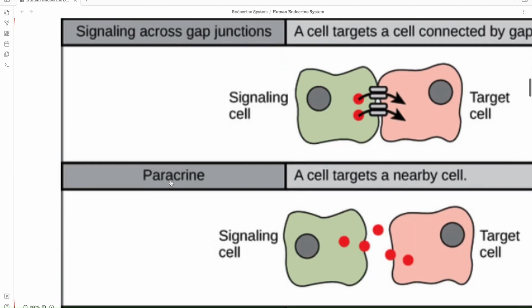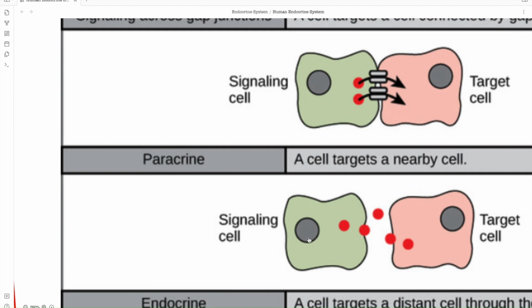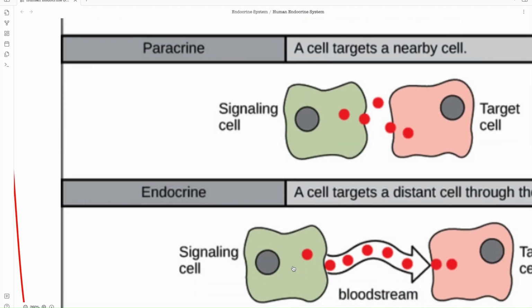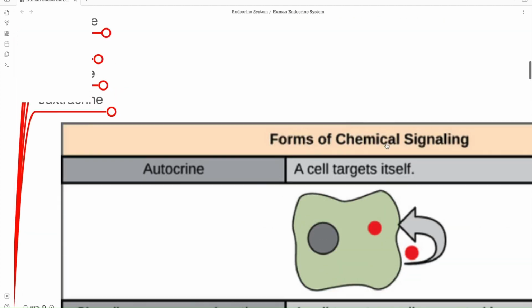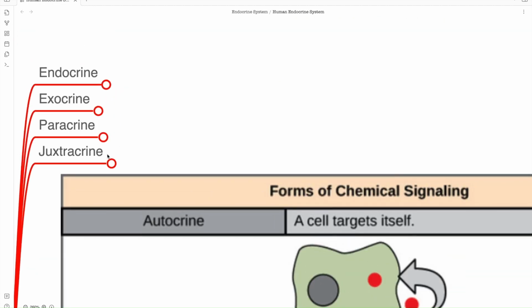So this is the paracrine gland. You can see that this is the signaling cell and this is the target cell. If we see the endocrine gland source cell and the target cell, there is a distance, and the distance is traveled through the bloodstream. But here the bloodstream is not involved, and second, the target site is nearby.